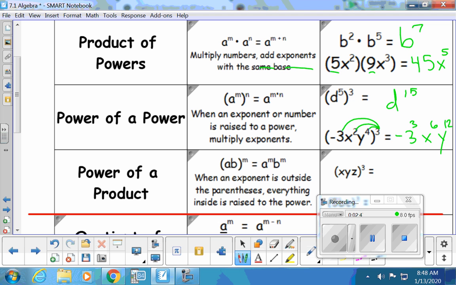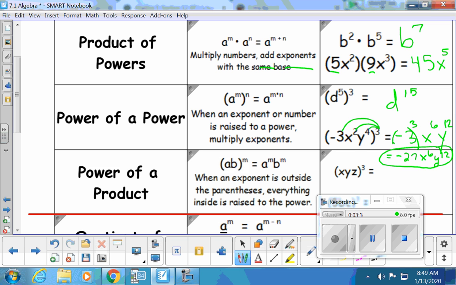I will want to figure out what -3 to the 3rd is. Do you guys know? -3 to the 3rd. You can use parentheses if you want, but you don't have to because it's an odd power. Let's do it mentally. What's -3 times -3? Positive 9. And then what's a positive 9 times -3? Good, -27. So my final answer on this one is -27 x to the 6th y to the 12th. Sorry, I went outside my box. They don't leave you much room in these boxes, do they?